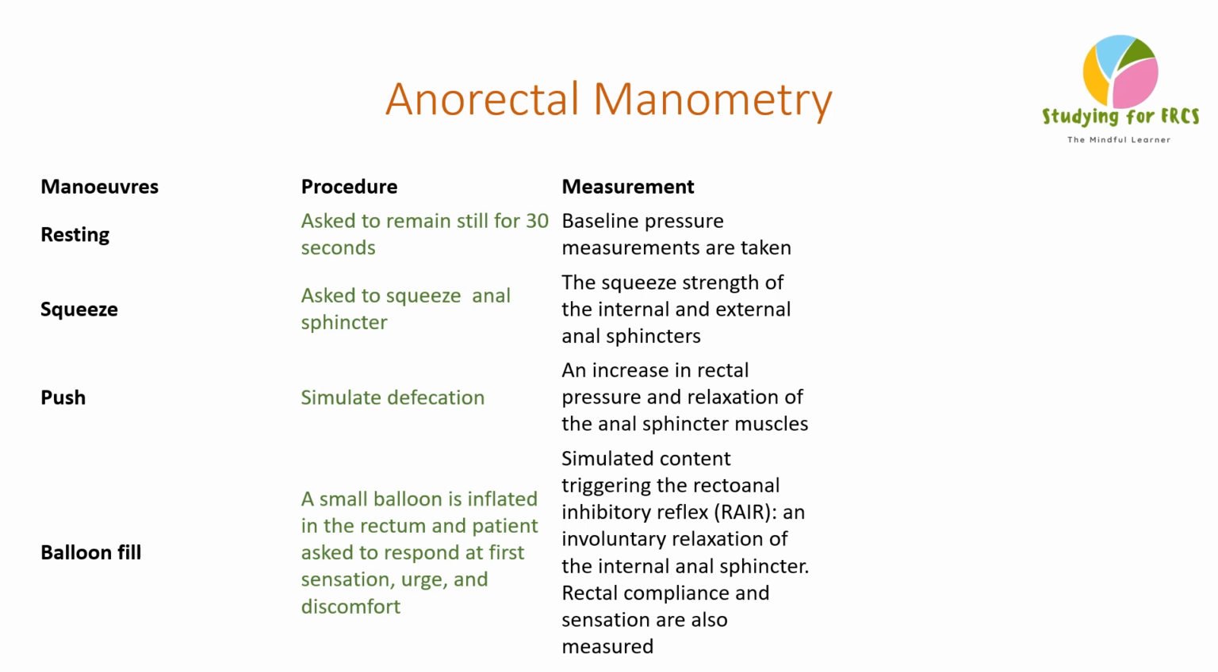So in anorectal manometry, we measure four things, and there are four maneuvers. First of all, resting pressure of the anal canal is measured, and the patient is asked to remain still for 30 seconds when we insert the balloon catheter. After we insert the balloon catheter, this is where we take the baseline pressure measurements.